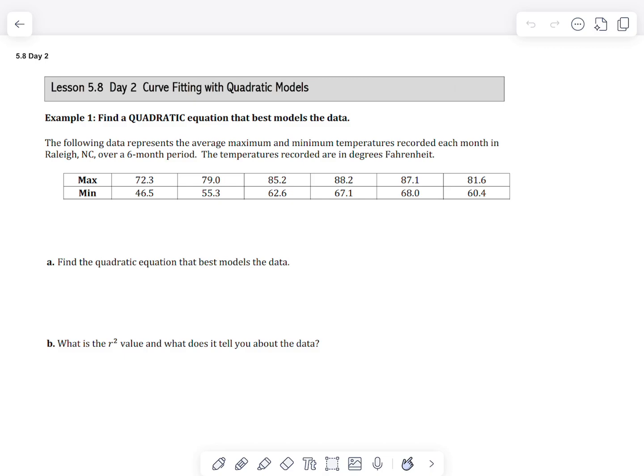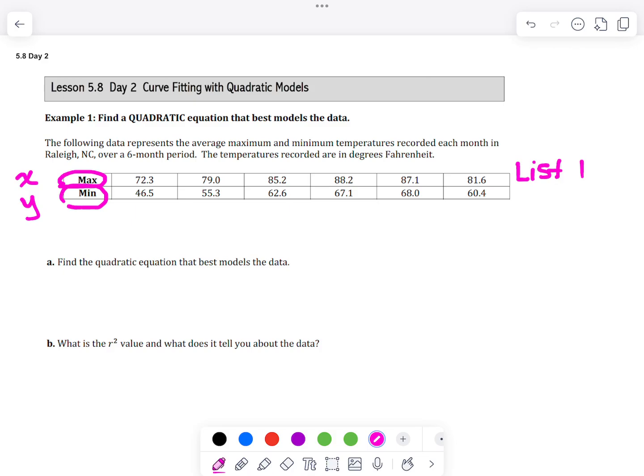So the highest temperature, the max, is going to be your x values, your domain. When we enter it into our calculator, this is going to be our list 1. And then the lowest temperatures will be your y, and that will go into list 2 of our graphing calculator. Then we would choose our quadratic regression model.